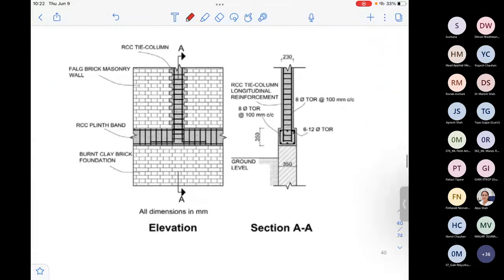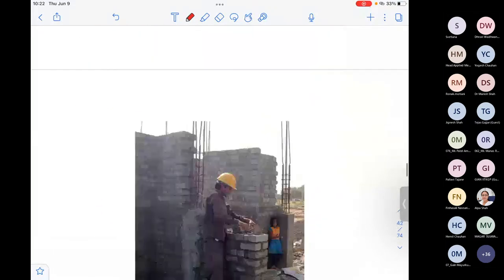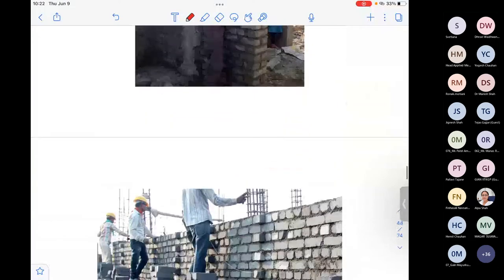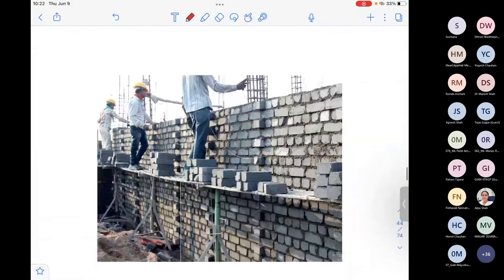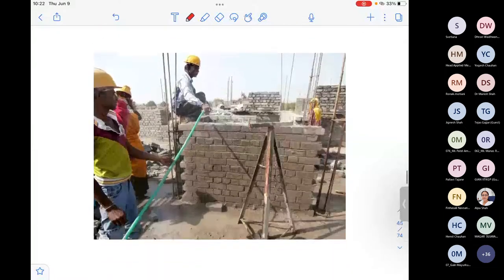It is all published in that publication that I will share a link to at the end. You can see the tie column reinforcement anchored into the plinth band. And that is how, in this particular case of the IIT Gandhinagar campus, this was done. These are some construction workers constructing the walls. You can see how they constructed the walls using this.